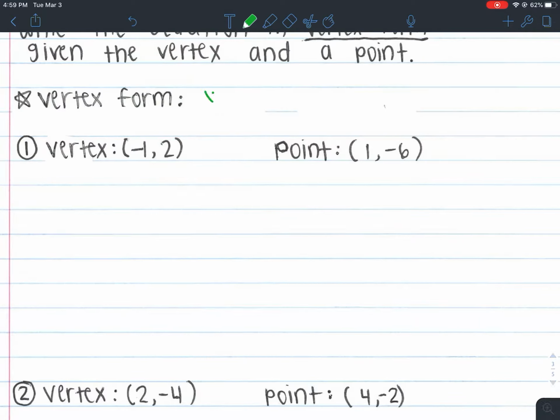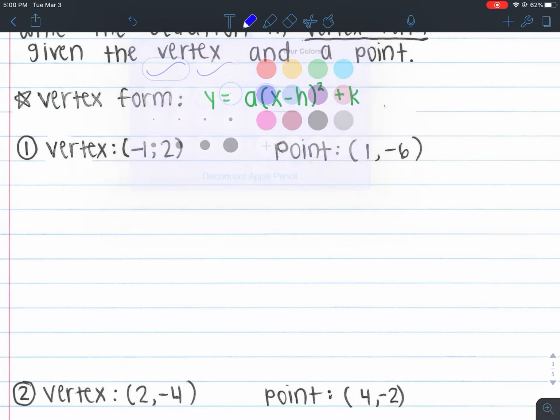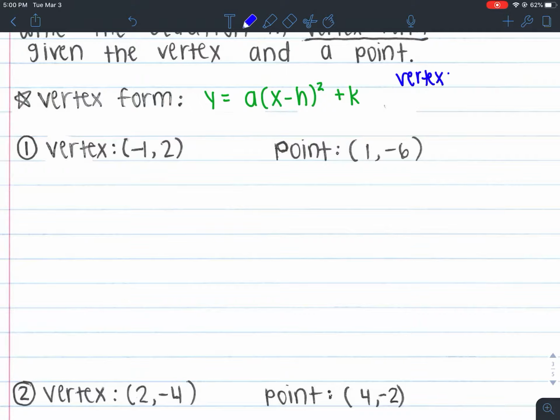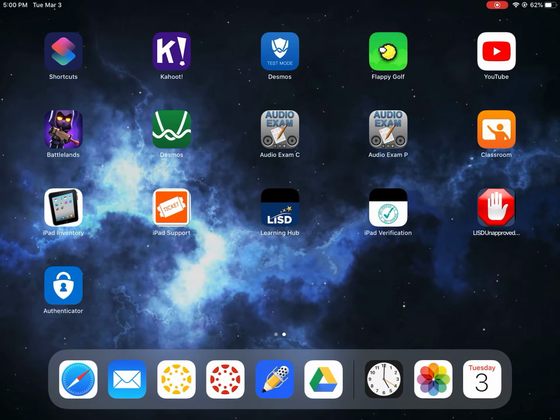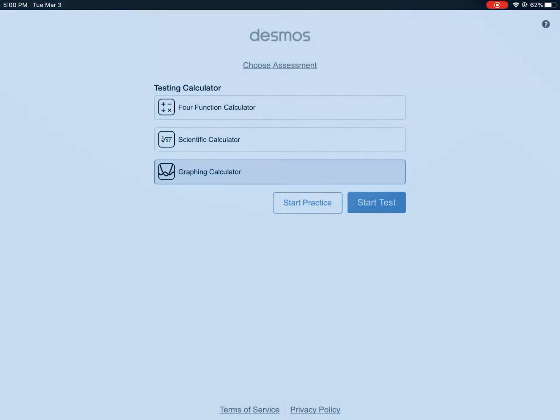Okay, so let's remind ourselves what vertex form is. Vertex form is y equals a(x minus h) squared plus k. Remember, the vertex is denoted by the letters h, k. So h, k is our vertex. All right, so let's look at number 1 here. What did they give us? Well, they gave us a vertex and then a point on that quadratic.